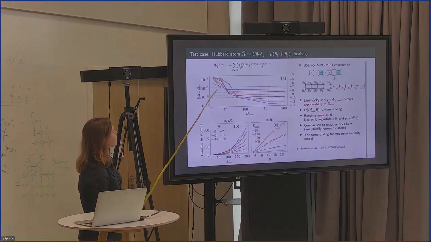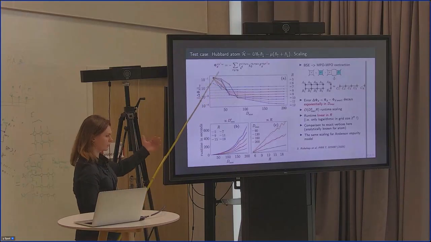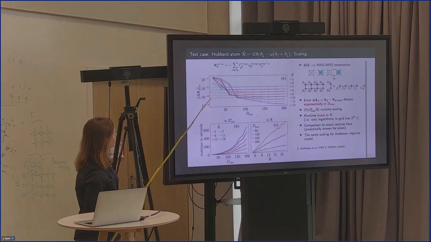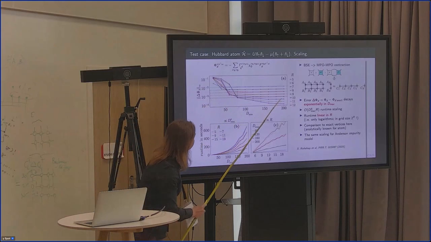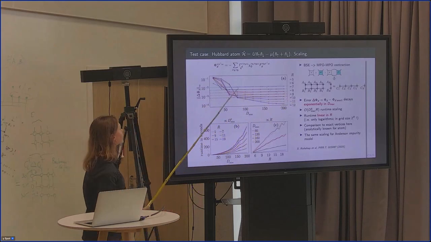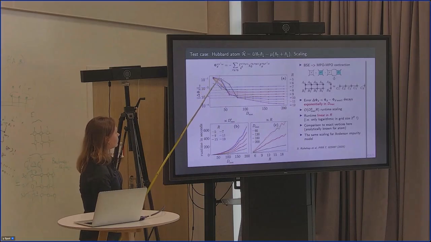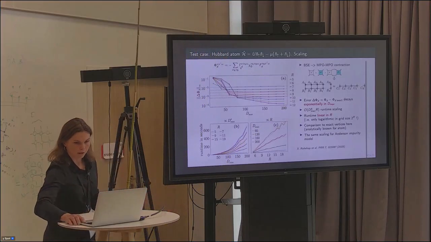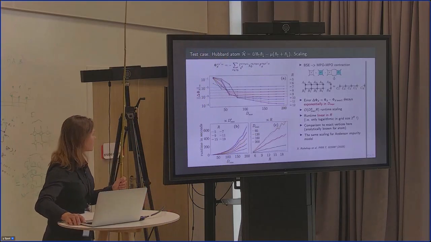And the dashed lines are the traditional grid calculations, which we could do on a single node of a cluster up to R equal to 9, I think. Then it wouldn't fit into the memory anymore. So scaling with the bond dimension is very nice because the error goes exponentially down. Okay, very, very nice.